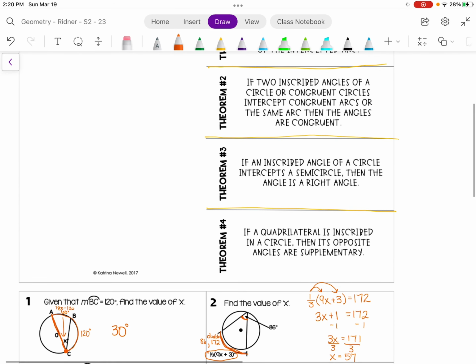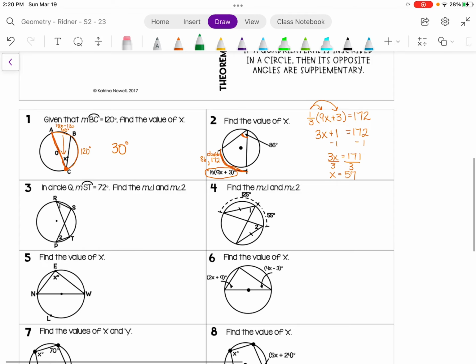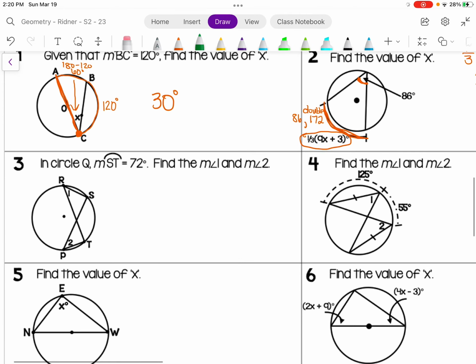Theorem number 2 says if two inscribed angles of a circle or congruent circles intercept congruent arcs or the same arc, then the angles are congruent. So let's look at 3 and 4. Okay, so in this, ST is 72 degrees.